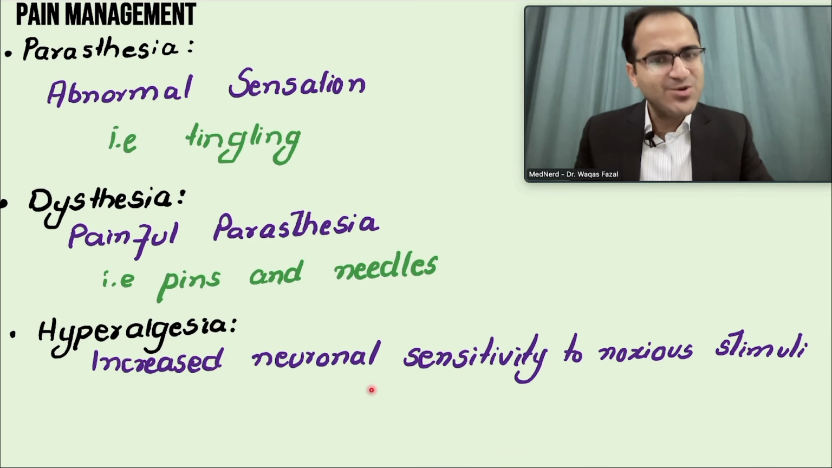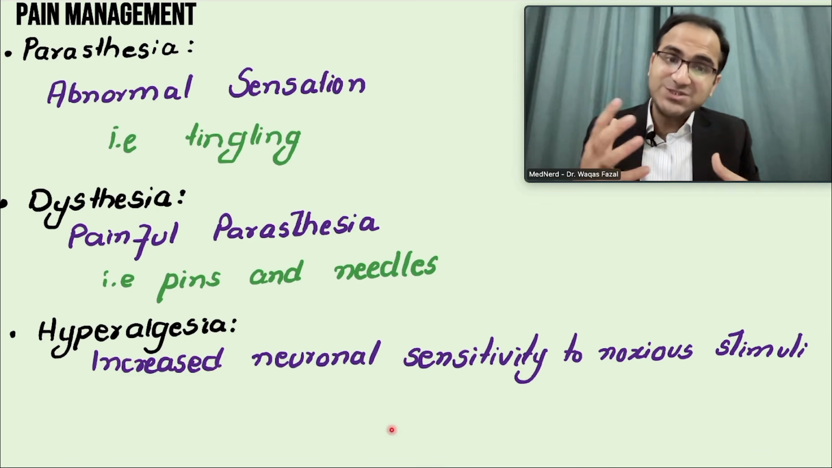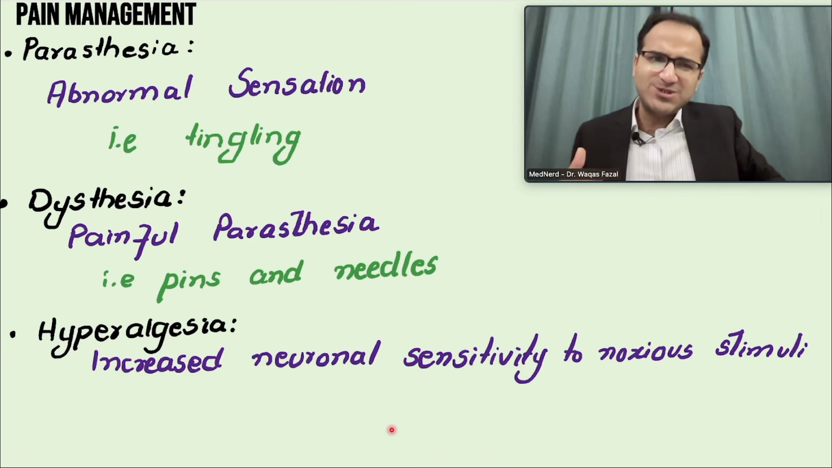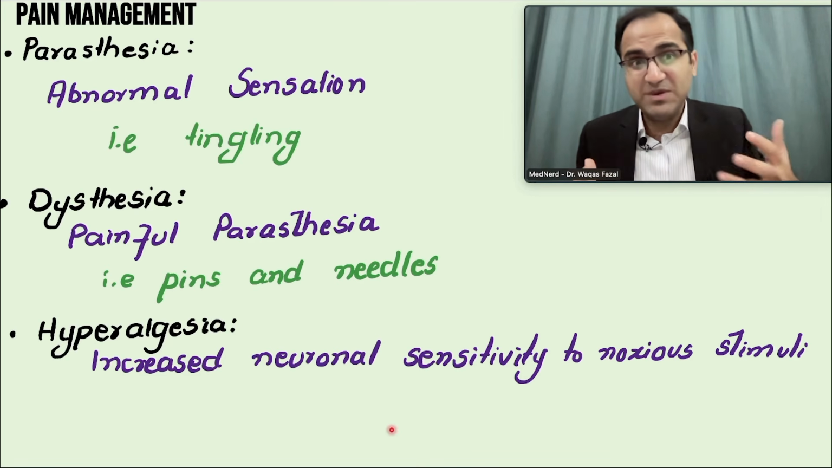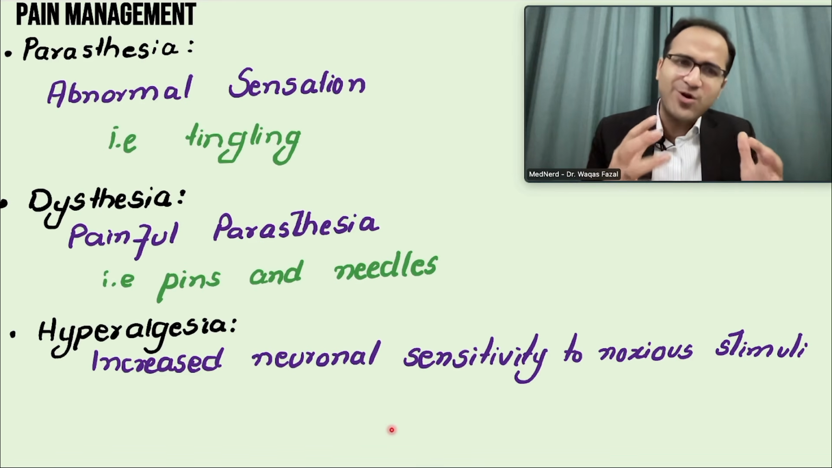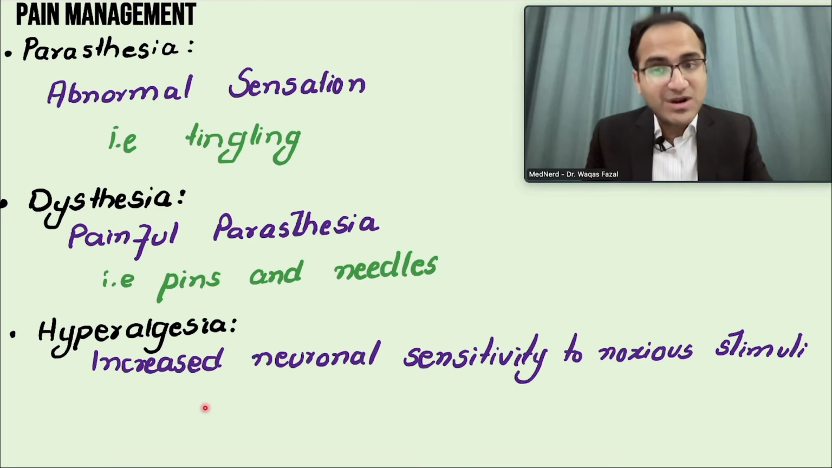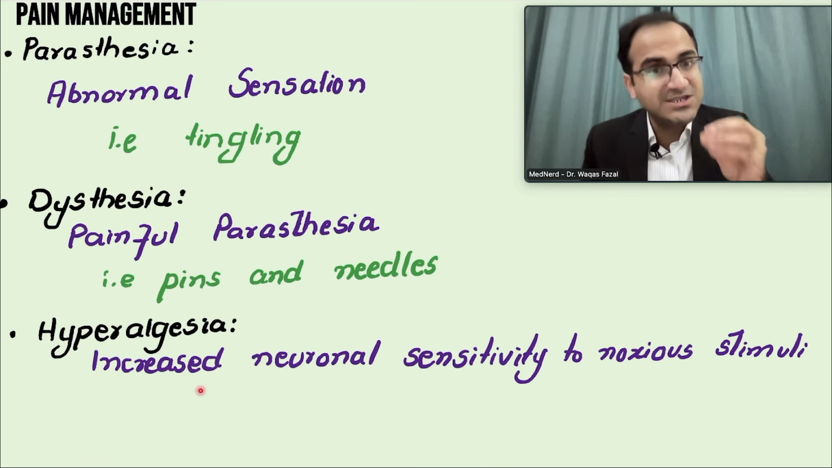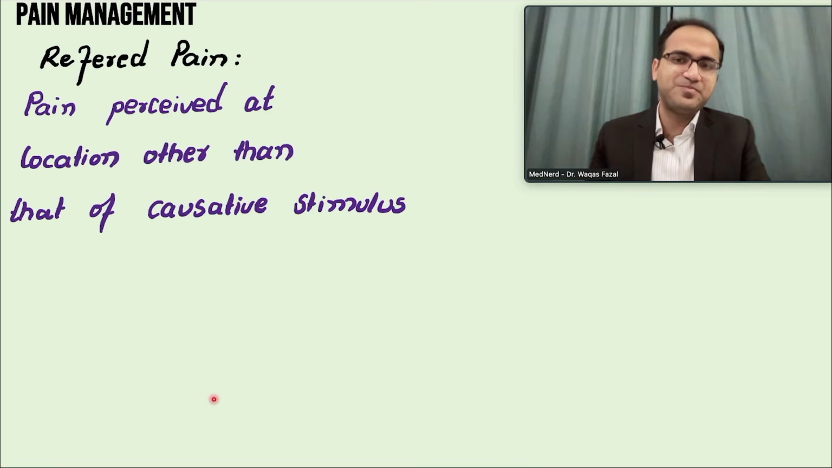Hyperalgesia is increased neuronal sensitivity to a noxious stimulus. Especially it occurs in patients who are having shingles. If the cloth touches their skin, they get very irritated. There is a very strong pain sensation when the cloth touches their skin. So advise them to wear cotton clothes, soft clothes that do not irritate much. It is not such a noxious stimulus, but the skin and nerves are irritated and there is increased sensitivity. That is called hyperalgesia.